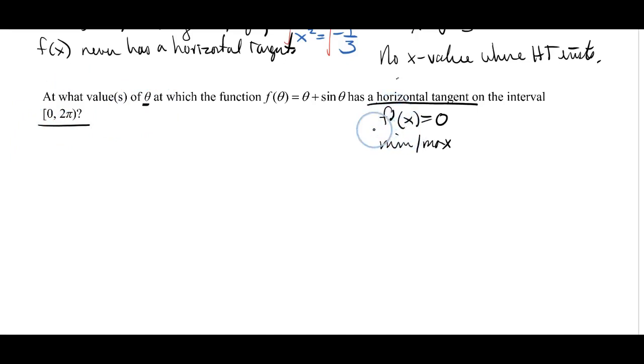So if this is where my derivative equals 0, horizontal tangent, then I'm going to find my derivative, f prime of theta. Derivative of theta is 1. Derivative of sine is cosine. Okay, so I have my derivative, and then I want that to equal 0. Solving for theta, cosine theta equals negative 1. And I could use my calculator to find the inverse cosine.